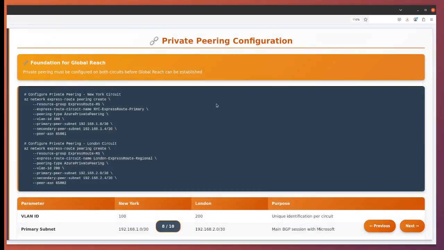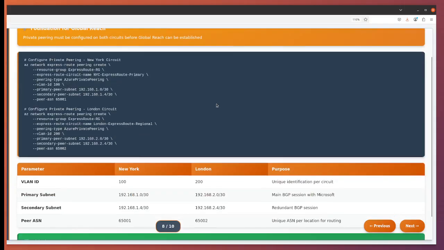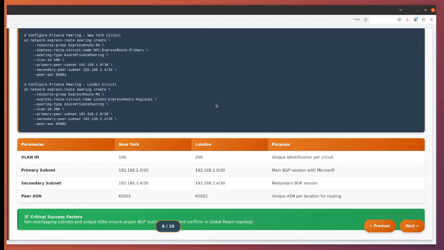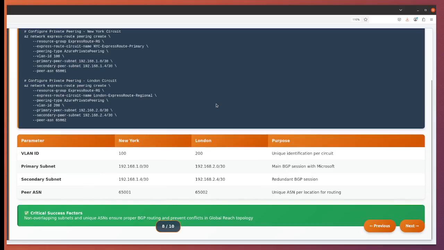Private peering configuration. Private peering is the foundation that enables global reach. Without properly configured private peering on both circuits, global reach connections cannot be established. Let me walk through the critical parameters. The VLAN IDs must be unique across your entire ExpressRoute deployment. We're using 100 for New York and 200 for London to maintain clear separation.